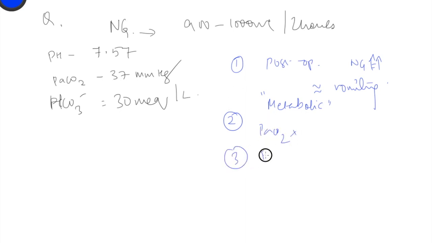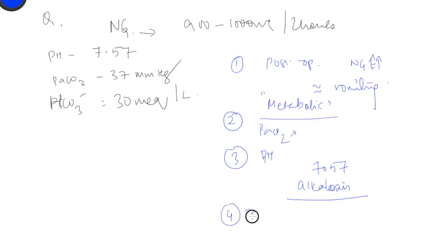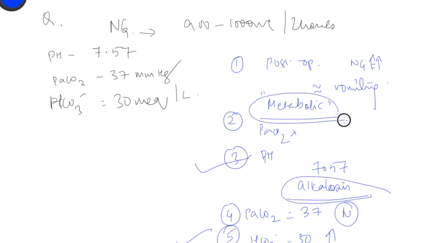So next, let's move on to the pH. pH is 7.57. Now it is more than 7.45, so it is an alkalosis. Alkalosis, simple. So metabolic alkalosis. Look at our PaCO2. What has happened to CO2? It's 37, which means it's in the normal range, 35 to 45, correct? So this is normal. And look at our bicarb. Our bicarb is 30. That means it is more than 26. So now your bicarb is more, your pH is more, so hence it is alkalosis, metabolic alkalosis, simple.